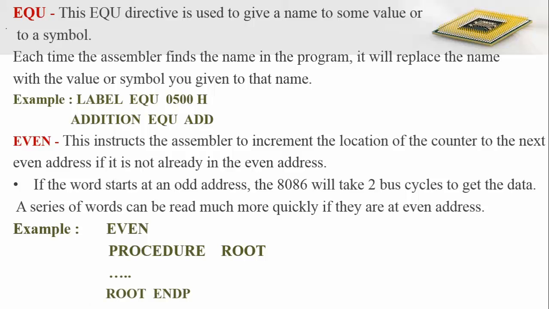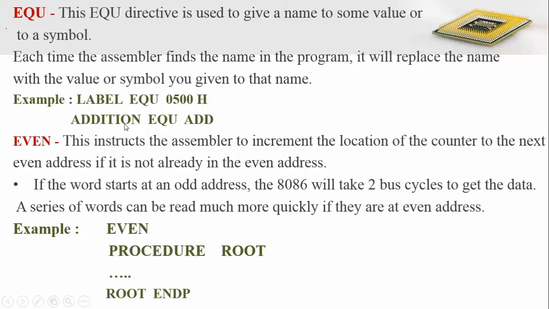Next is about EQU or equate. This EQU directive is used to give a name to some value or to a symbol. We can assign a name or some value to a symbol using this EQU assembler directive. Just like this: LABEL EQU 0500H. So the memory location labeled as label is equated with this value. So this label now indicates the constant 0500. Again here, a user defined name addition, which is equated to an instruction or mnemonic ADD.